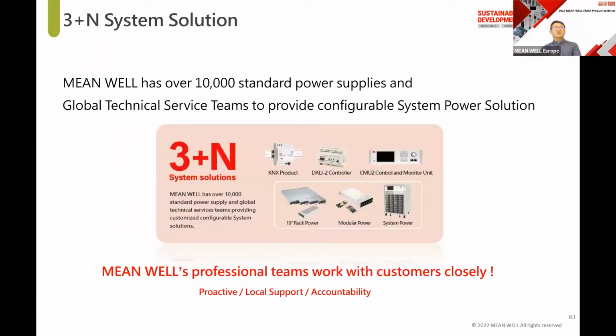A simple definition of the 3+N system is a power solution which is using our rack power, modular power, or system power together with our intelligent controller like CMU2 or W2 controller. But a broader definition, of course, is any kind of complex power system which needs a monitoring function or advanced control function with multiple power supplies together.